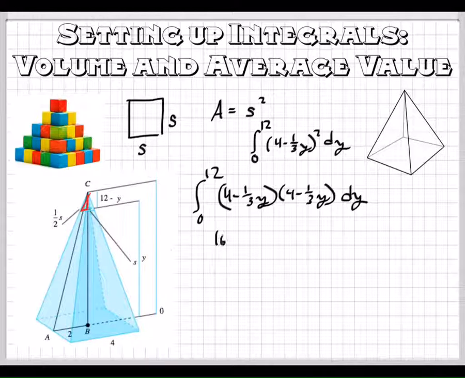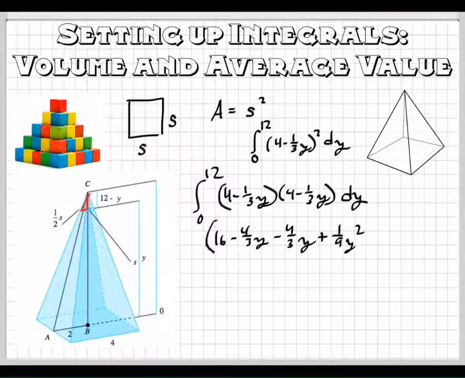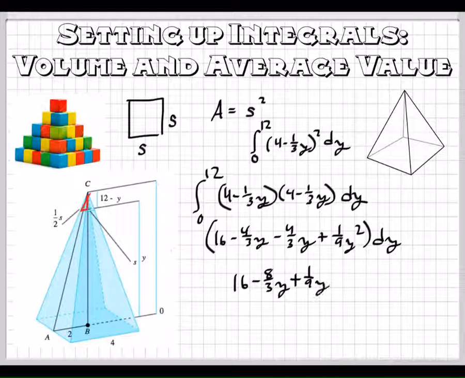We get 16 minus 4/3 y, and then we get minus 4/3 y again, and then we multiply that one times that one. The last one, you're going to get positive 1/9 y squared. And we're taking the antiderivative of this. Actually, there's some simplifying I could do there. Let me rewrite it. 16 minus 8/3 y plus 1/9 y squared, dy, from 0 to 12.